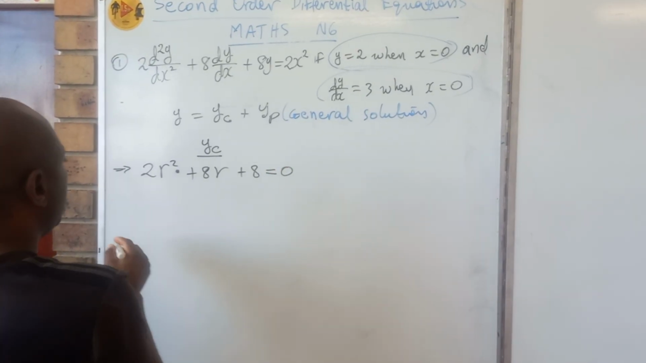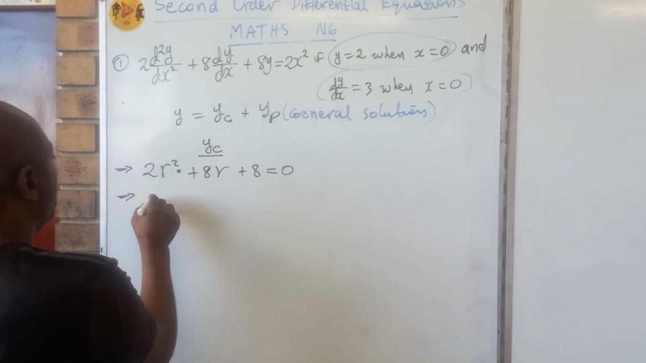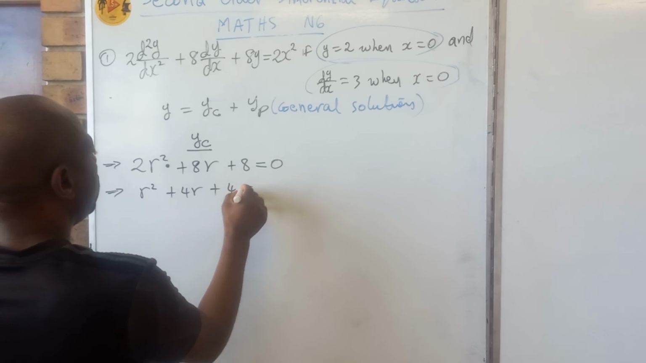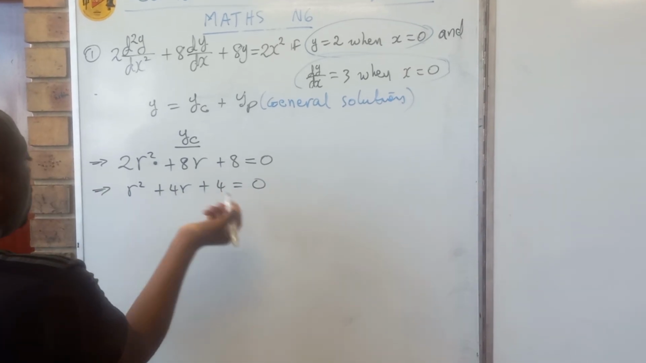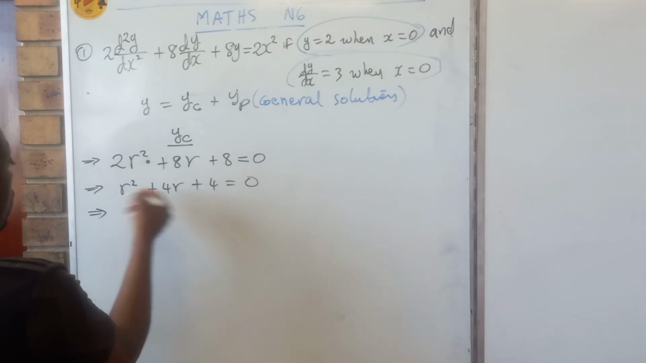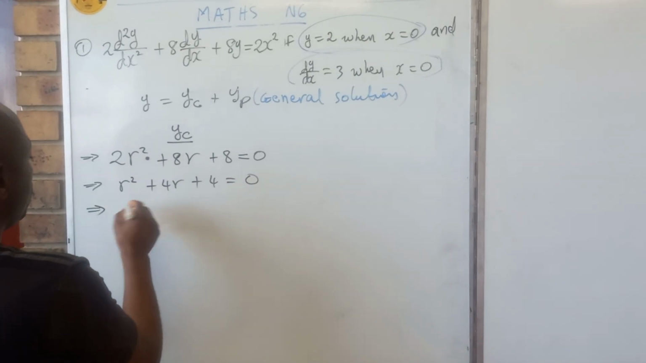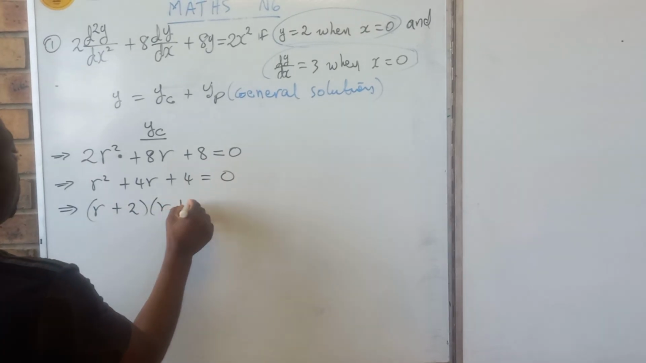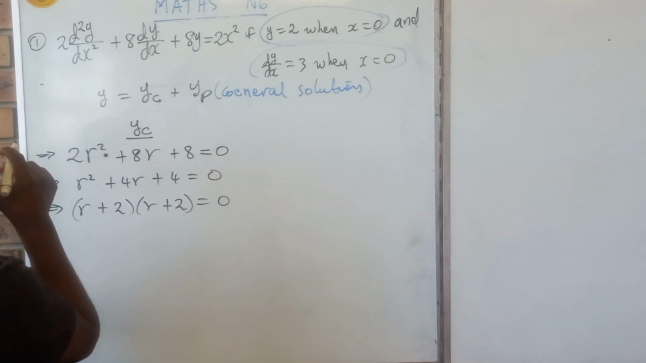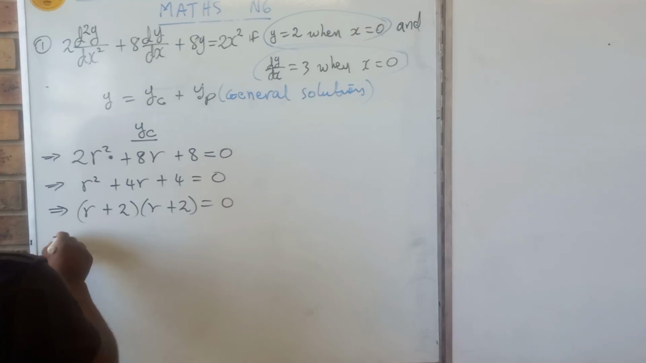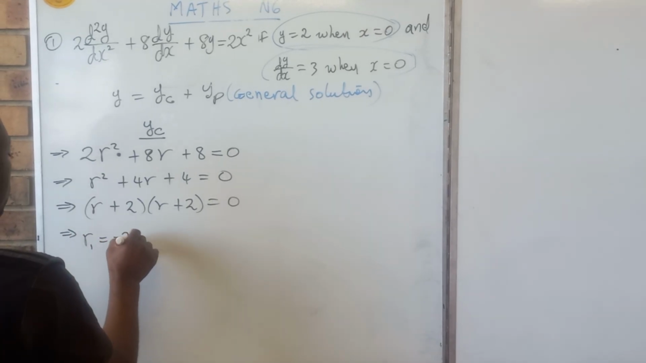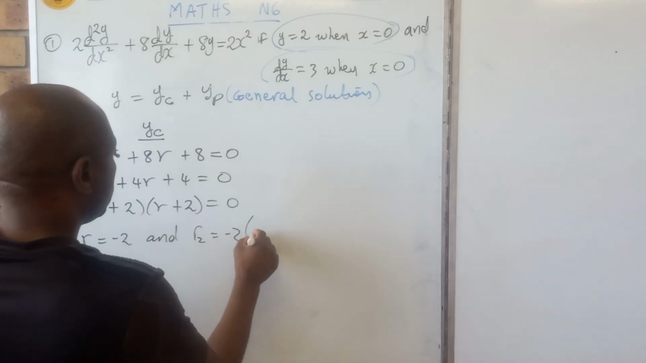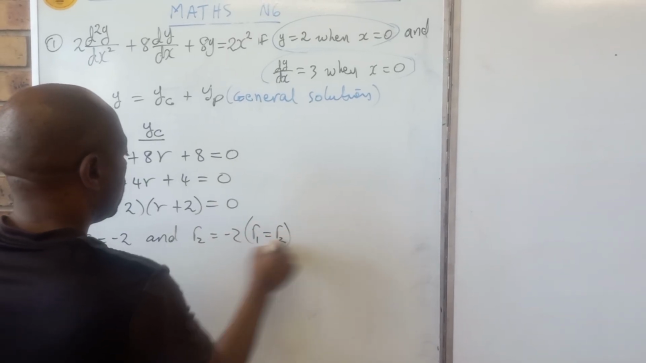So looking at this quadratic, I see 2 is common. To make life easy for me, I can divide all through by 2. So if I divide by 2, this is what it gives me. Again, it looks like a quadratic that I can solve by factorization. So when I look at it, it is like r plus 2 multiplying r plus 2. You can also use the formula to solve, to be on the safe side. And that shows to me that r1 is equal to negative 2, and r2 is also equal to negative 2. So in short, r1 is equal to r2.